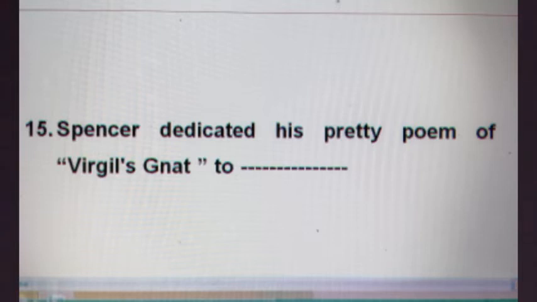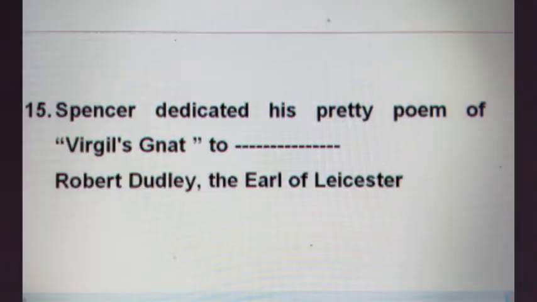Question number 15. Edmund Spenser dedicated his poem Virgil's Gnat to dash. Answer: Robert Dudley, the Earl of Leicester. Edmund Spenser dedicated his poem Virgil's Gnat to Robert Dudley, the Earl of Leicester.